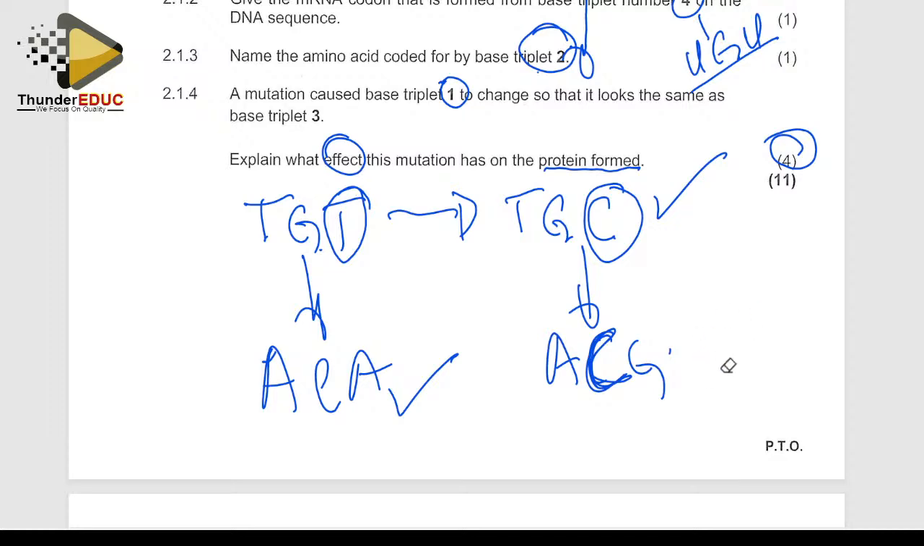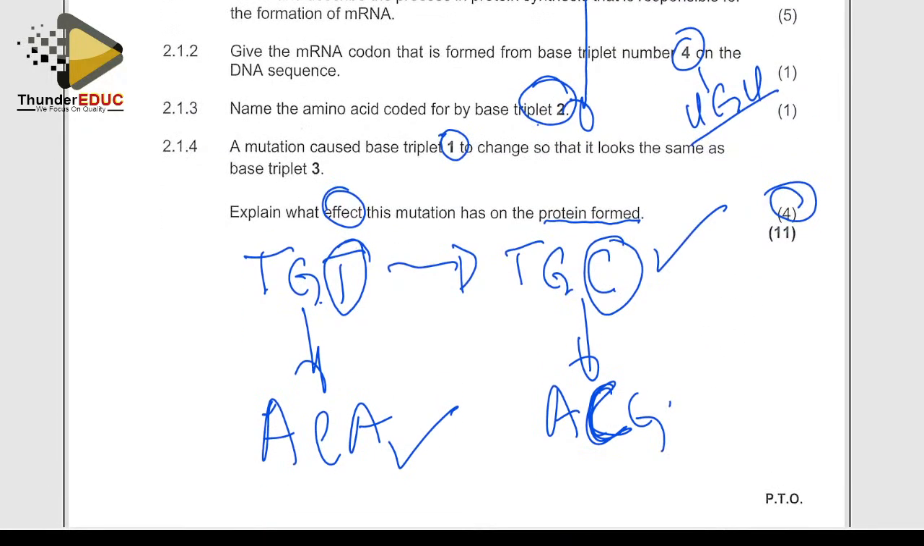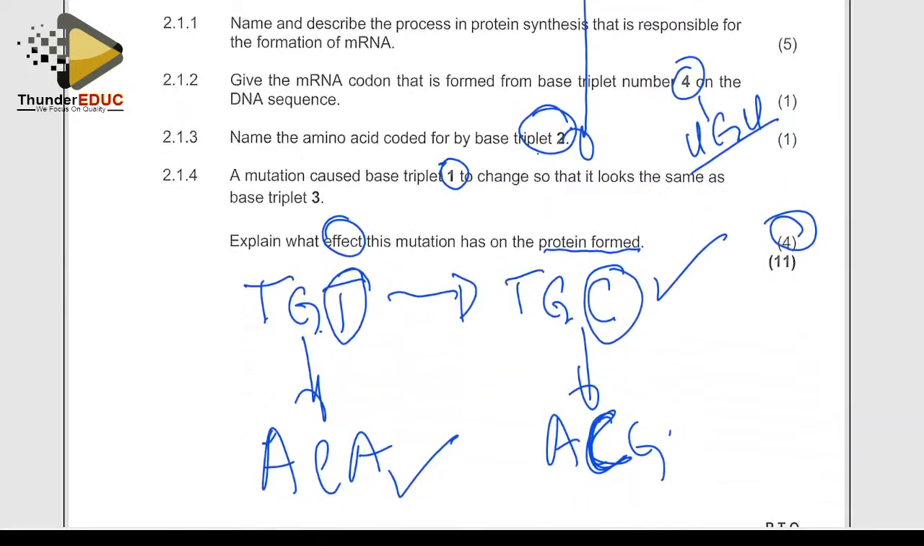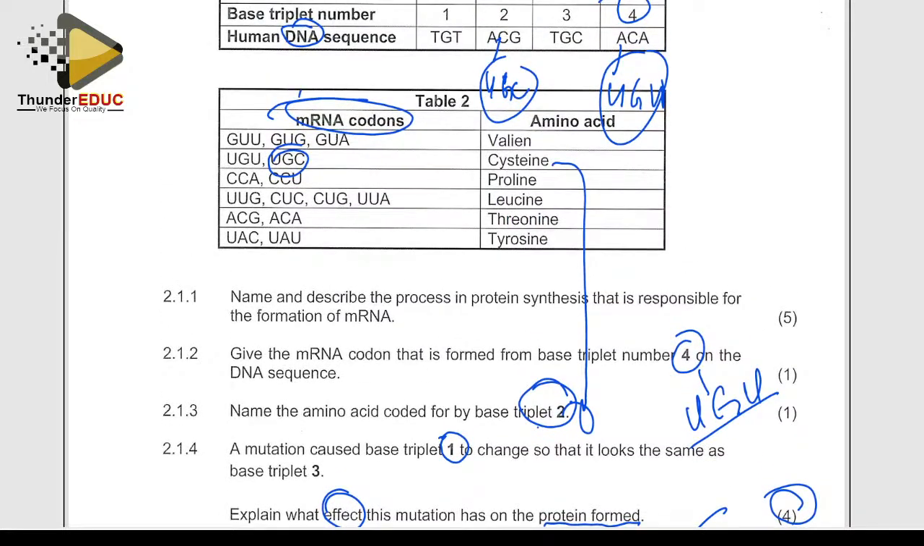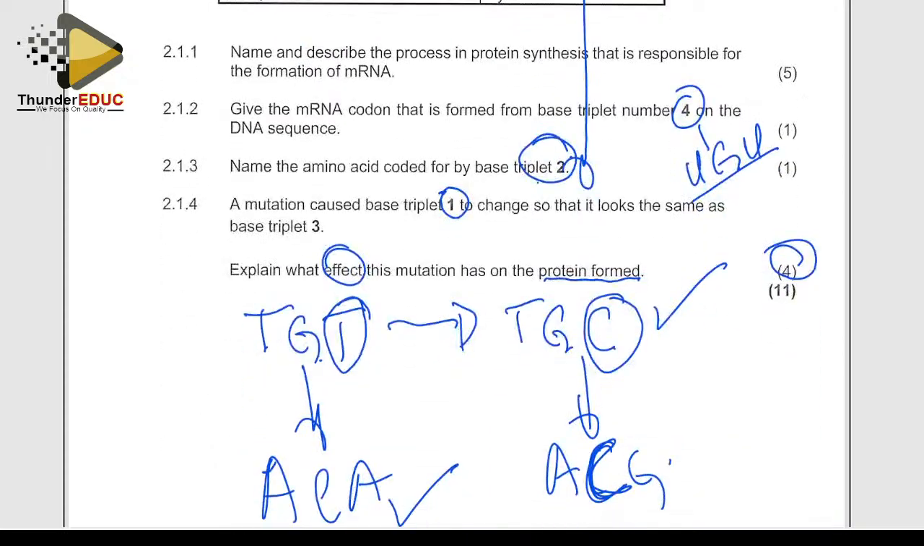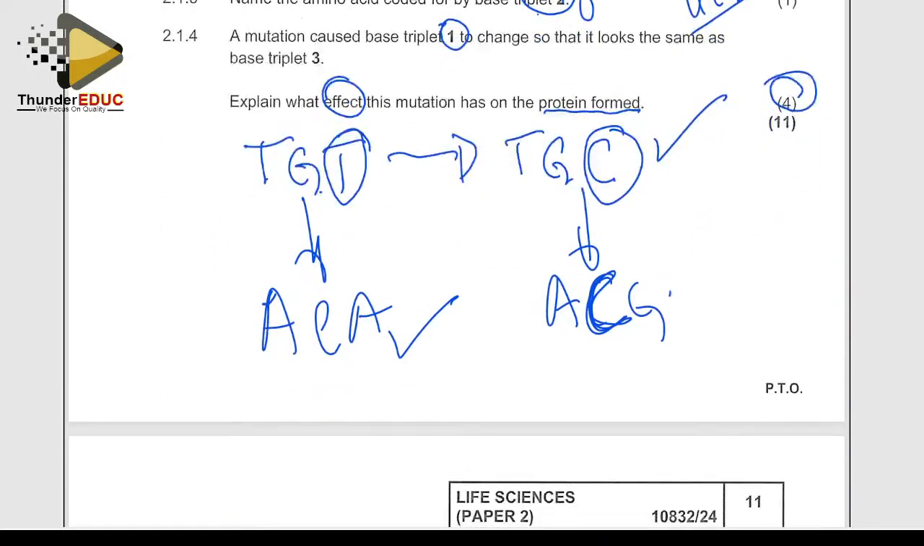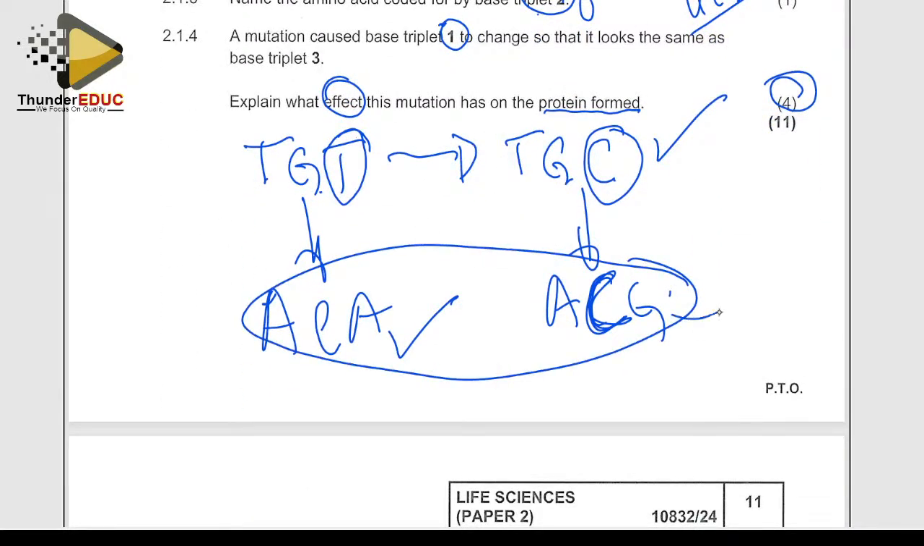This is one mark. Then you tell us what these ones code for. ACA is here, which is 309. And then ACG is the same thing, 309. So you tell us that these two code for the same amino acid, which is 309.